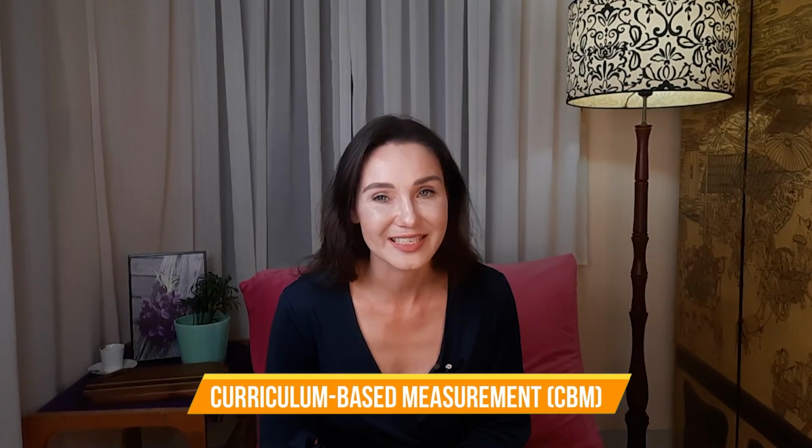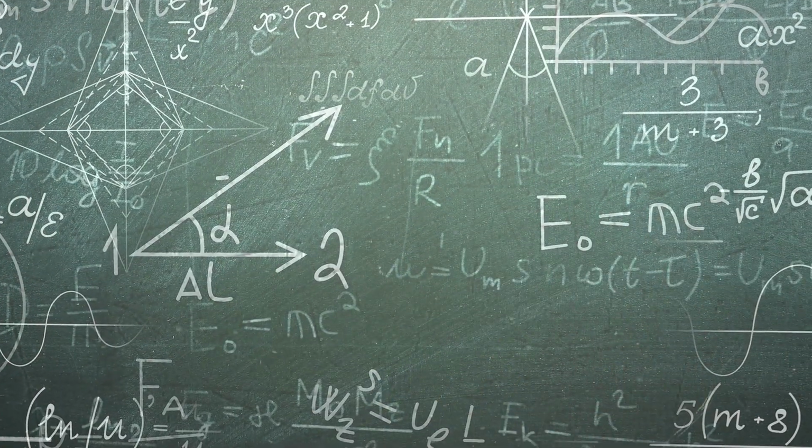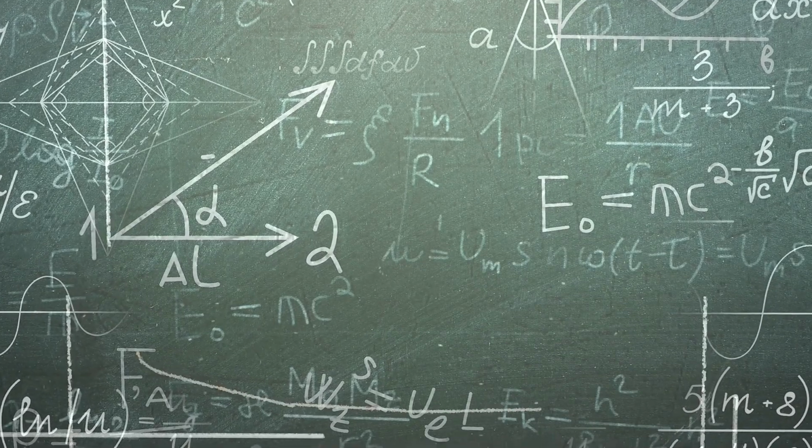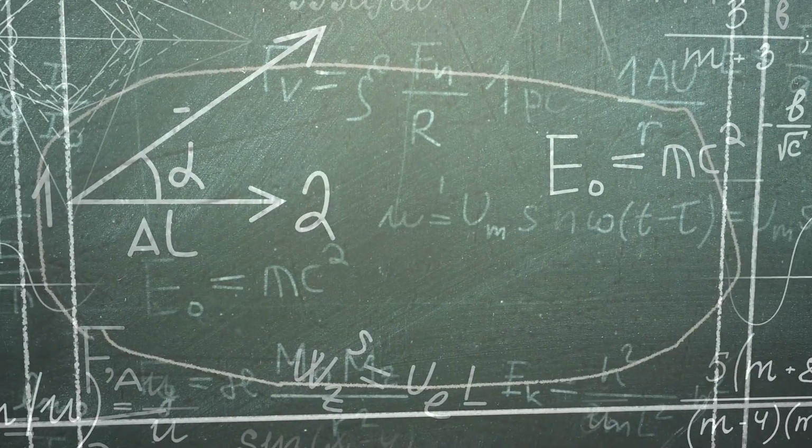Curriculum-based measurement, or CBM. CBMs are quick, subject-specific assessments given throughout the academic year. If a 20% improvement in scores occurs over a semester, it often indicates that teaching interventions are effective. CBMs can be especially useful in subjects like math, where skill development is sequential and foundational skills are vital for understanding more complex topics.